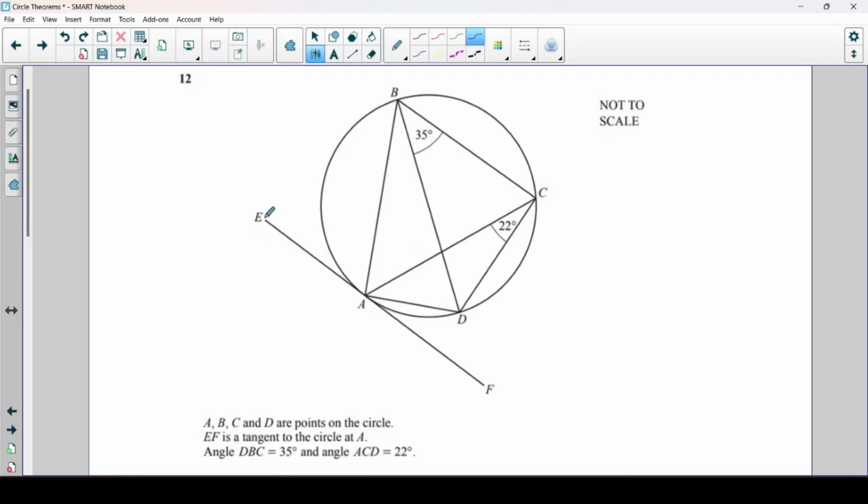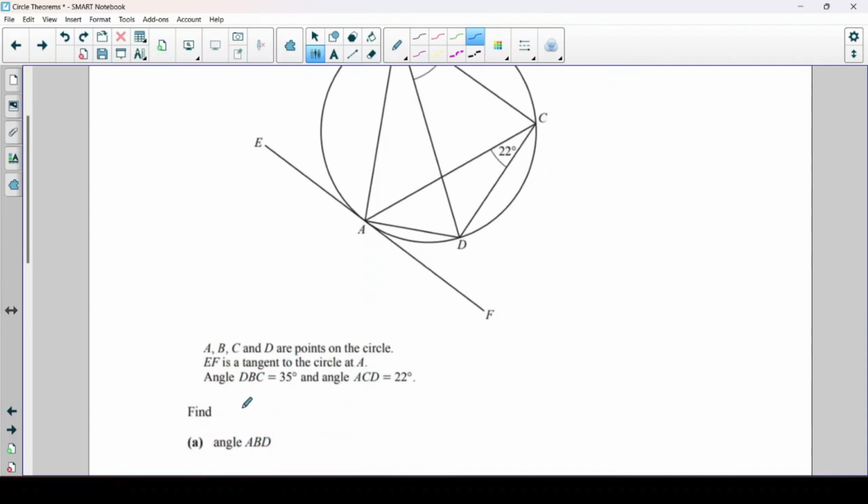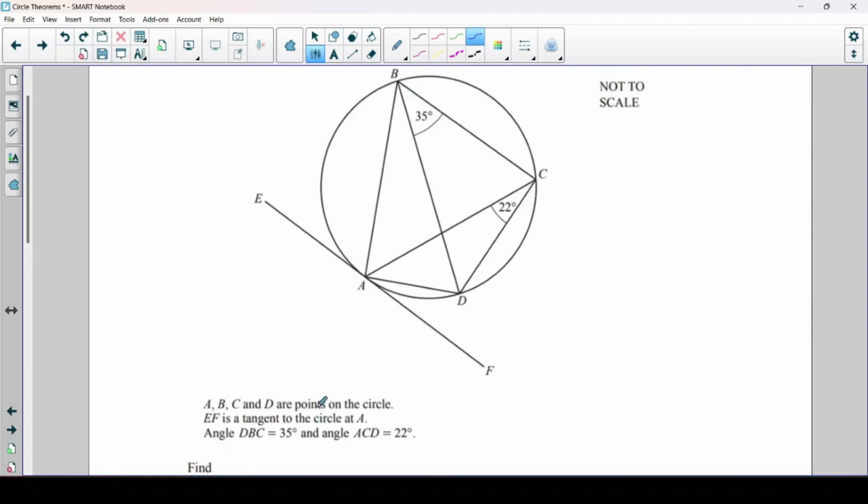Already in this question, you should be able to see that we have a tangent there and we don't have a diameter or the radius. So this question at some point is probably going to involve the alternate segment theorem. The first part of the question asks us to find angle ABD. ABD is this one here.